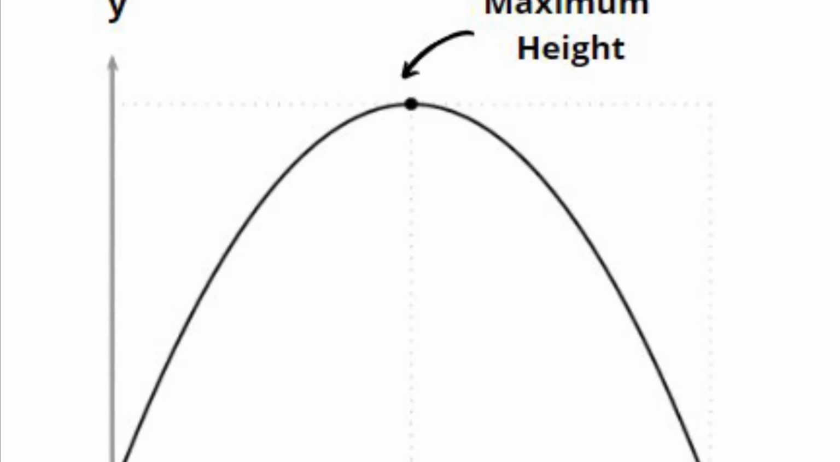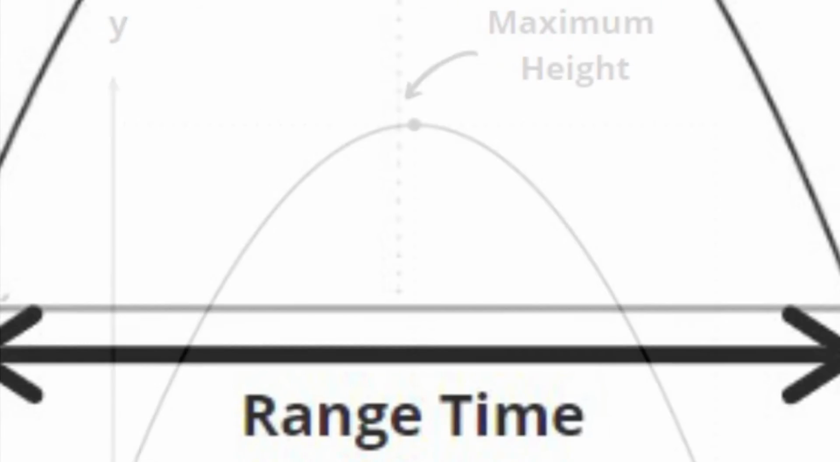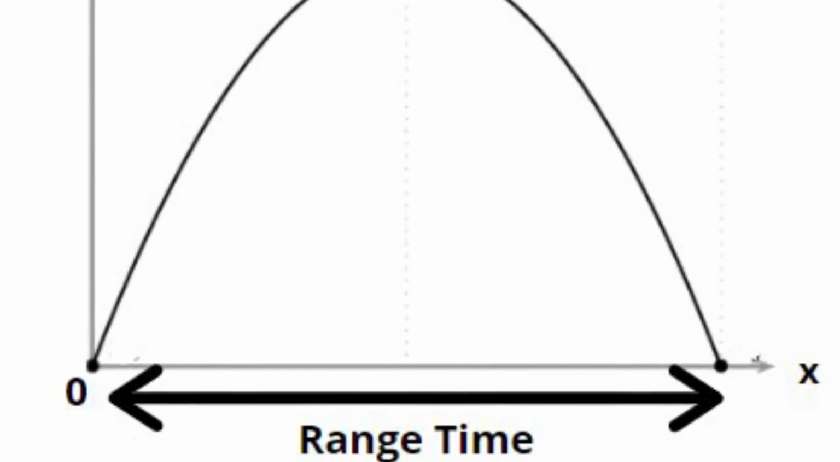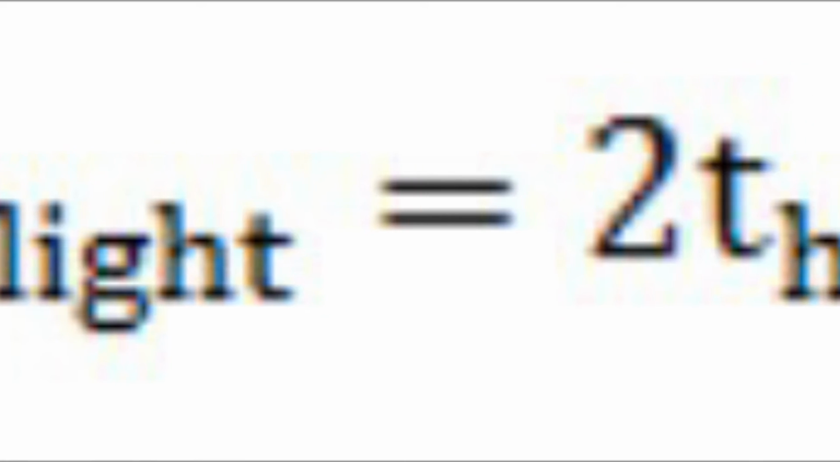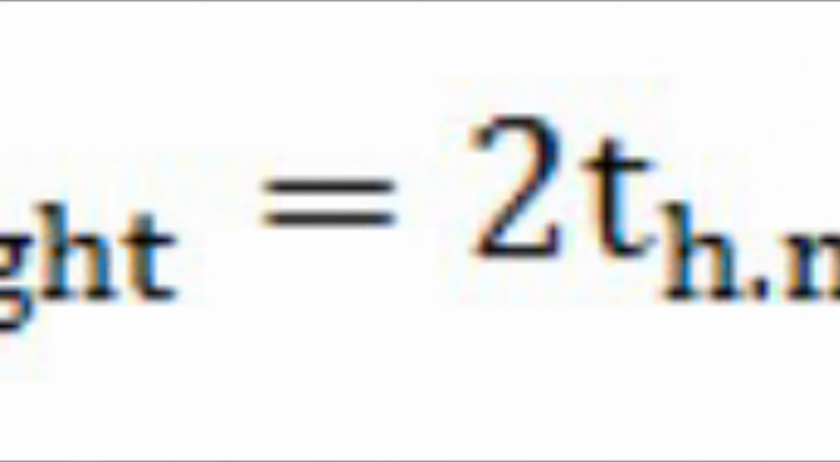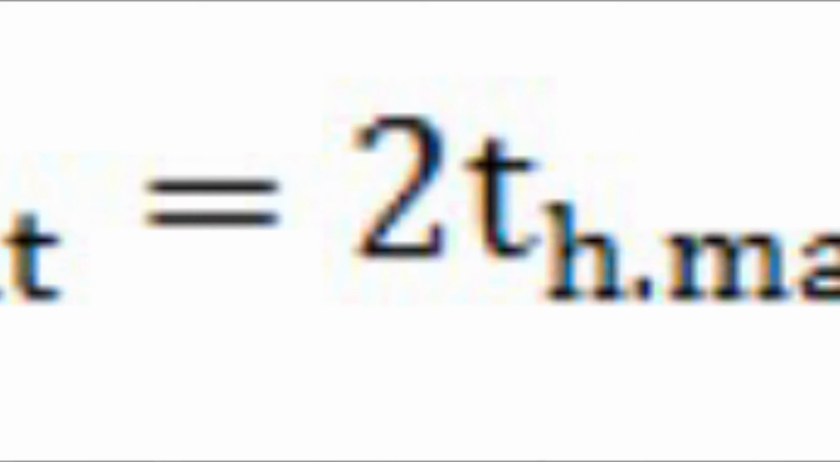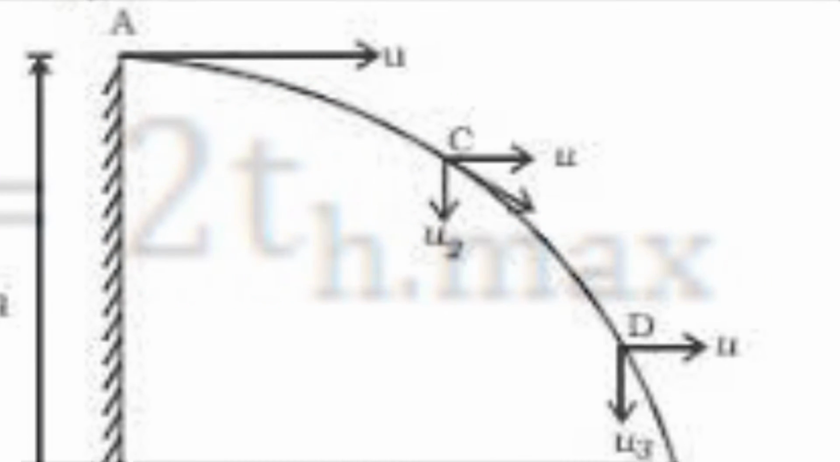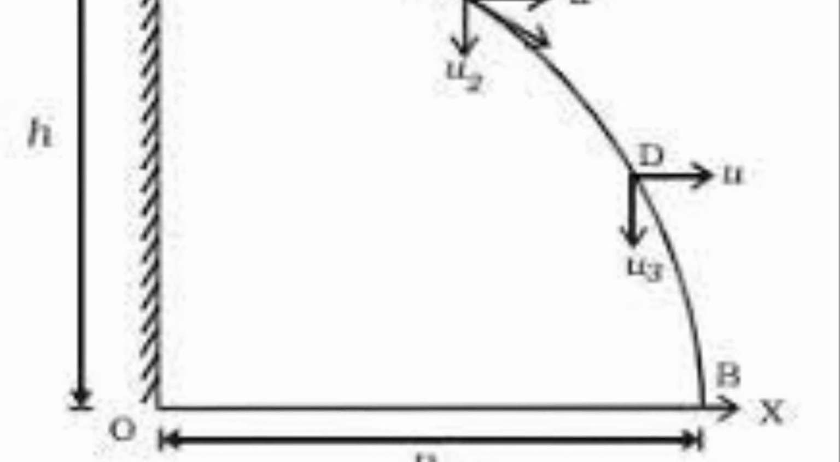At the maximum height, the velocity in the x-axis remains constant, but the velocity in the y-axis is zero. Another important concept is the flight time. It can be obtained in 2 ways. If we double the time of the maximum height, we get the time it took to go up and then down.